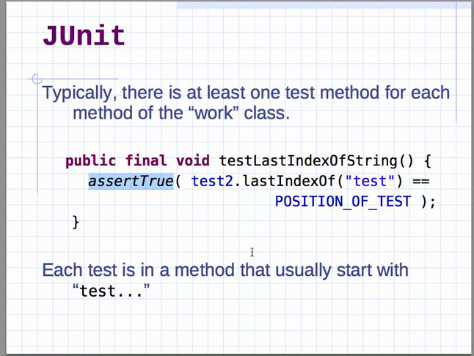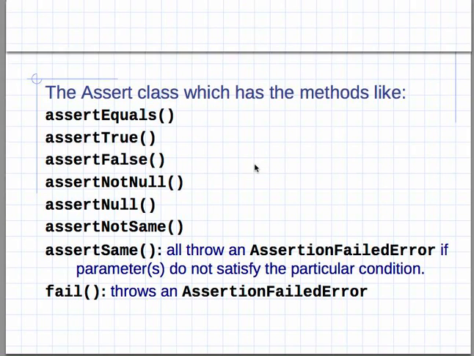Each test that we want to execute will be in a separate method that usually starts with the word test. It doesn't have to, but this is how things were done in JUnit 3, and JUnit 4 just kept it, even though it no longer needed to. We still have that structure.